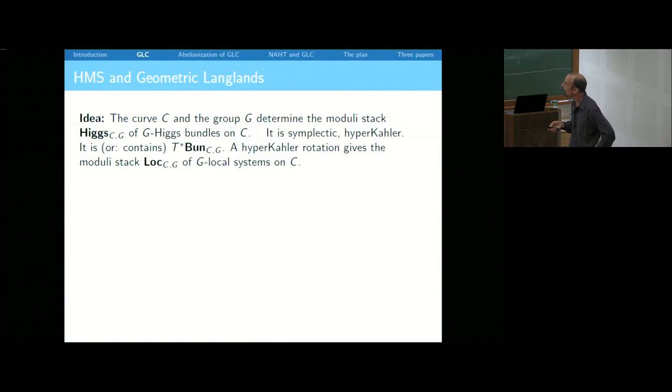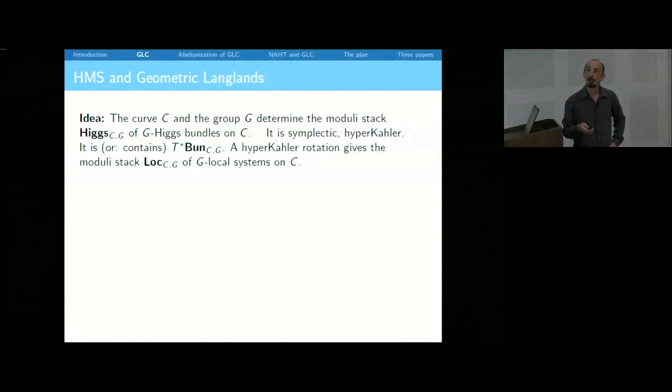The moduli space itself is symplectic. In fact, it has a hyperkähler structure. Depending on which version you use, it either is the same as the cotangent bundle of Bun, or it contains it as a Zariski open subset. The distinction is whether you're looking at the moduli space or the moduli stack. The moduli stack is just a cotangent bundle.